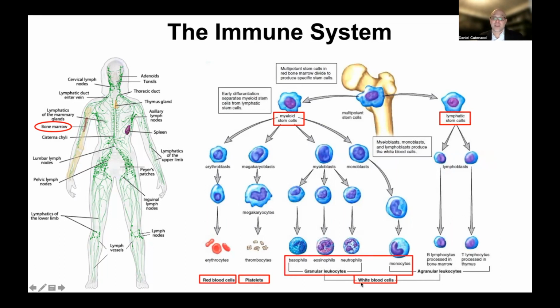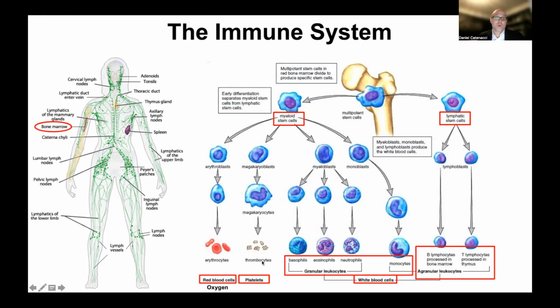The white blood cell then, which encompasses all of these types of cells, can be either granular, which has little granules in them that are their effector function, how they kill their target, or agranular leukocytes like B and T cells.